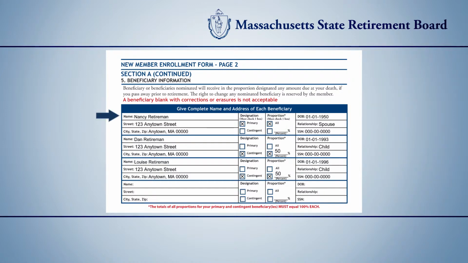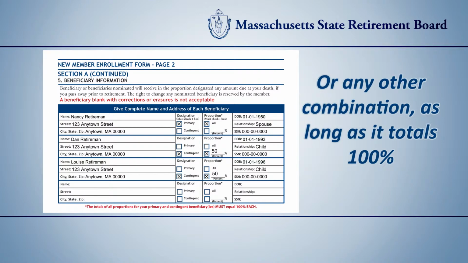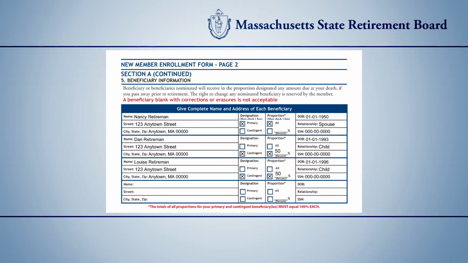For example, if you designate your spouse as your primary beneficiary and your 2 children as your contingent beneficiaries, your spouse must be allocated 100% and your 2 children 50% each, or any other combination you wish as long as it totals 100%. For each beneficiary, please be sure to include their date of birth, relationship to you, and their Social Security number.